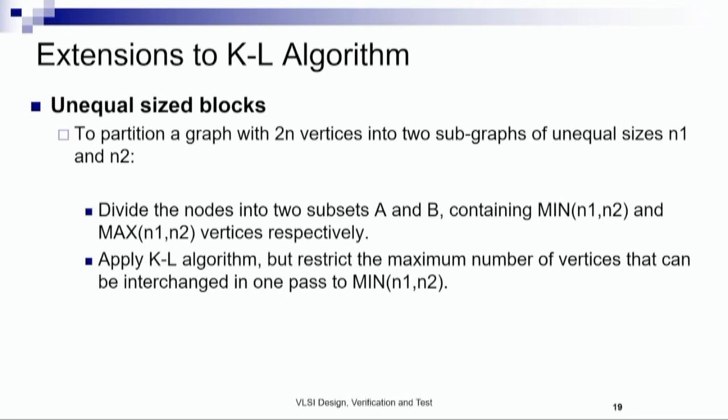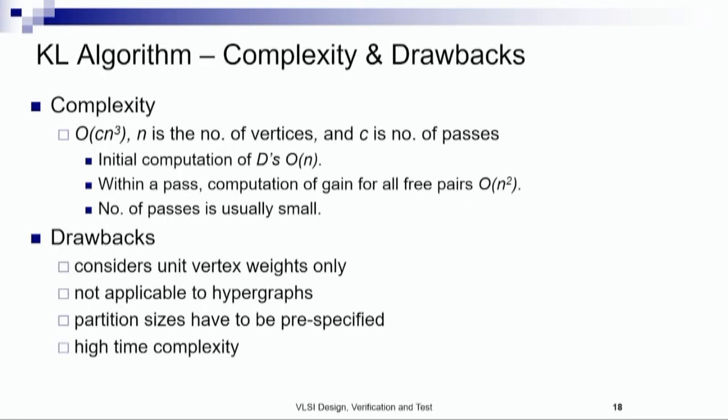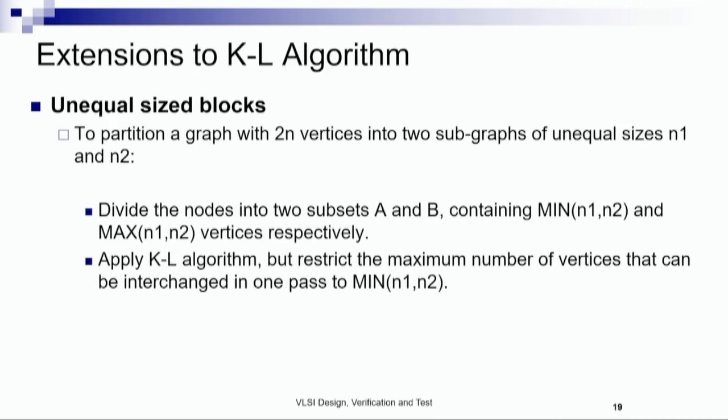However, many of the algorithms in partitioning are extensions of the Kernighan and Lin algorithm, or use the Kernighan and Lin algorithm in its various internal steps. We will look at a few extensions to the Kernighan and Lin algorithm. First one is: how do we get unequal sized partitions out of the Kernighan and Lin algorithm? To partition a graph with 2n vertices into two subgraphs of unequal sizes n1 and n2.